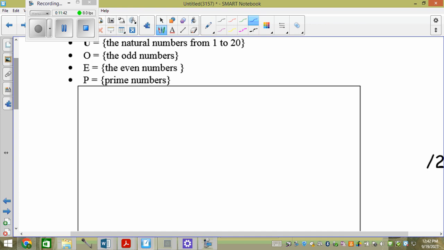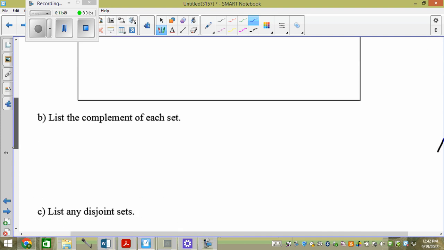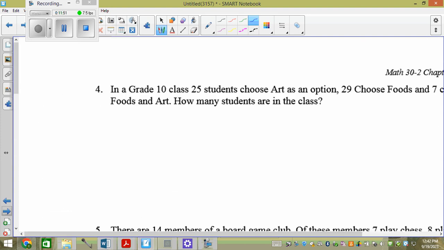So this one we have the odds, the evens, and the primes. We're going to bypass this one for a second, and we're going to go over here.